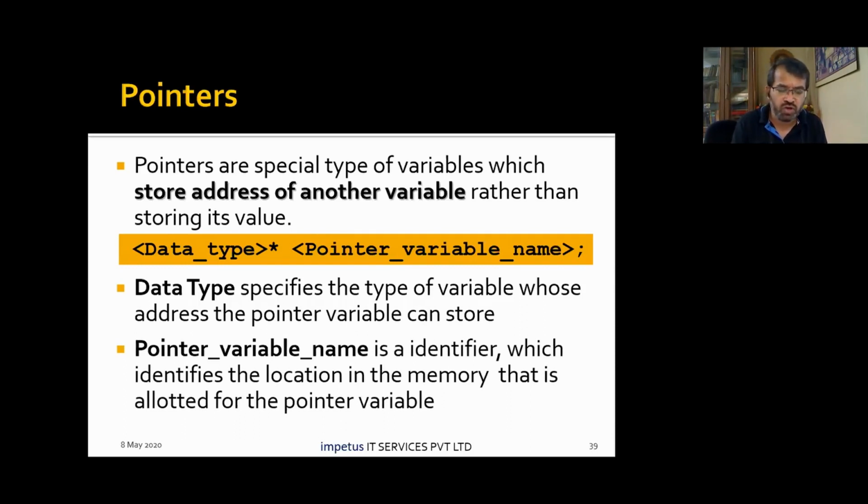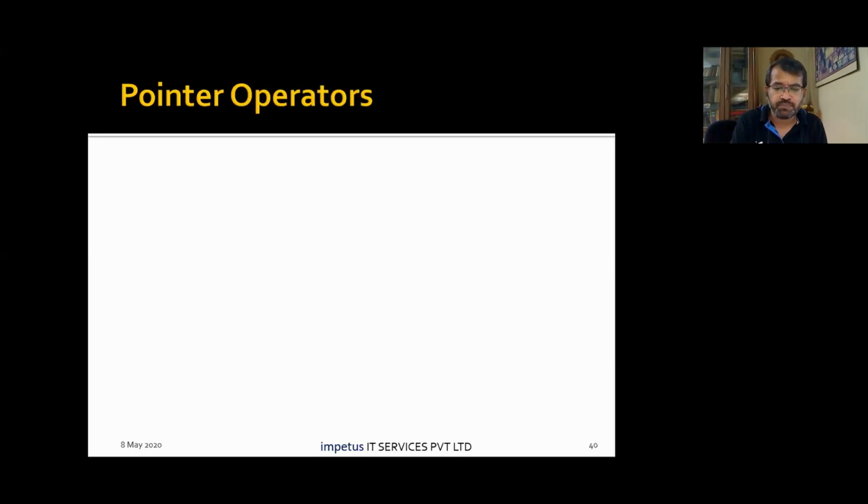Char, float, double are data types. Variable names like i, j, k, ptr: you should always use meaningful names. They are just identifiers. They identify the location in memory where that pointer variable has been stored. And what is stored at that location? An address. Whose address? It depends on the data type: any variable of that type.